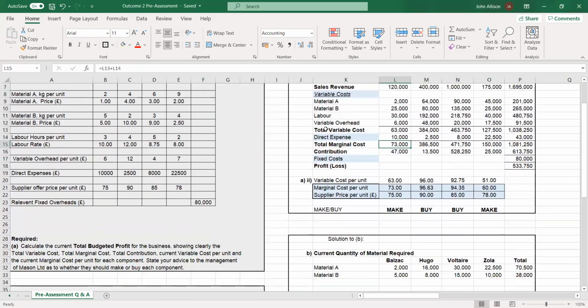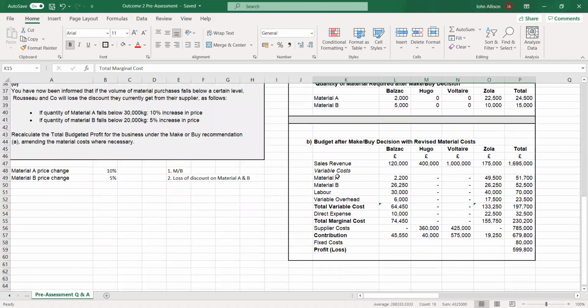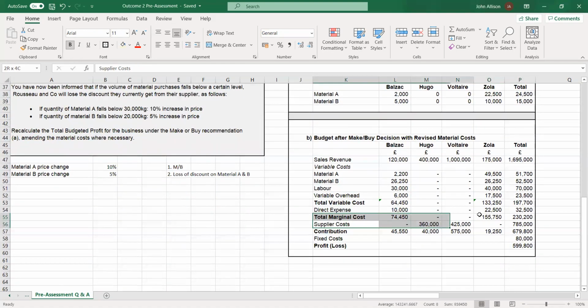But the one difference here is that when it gets to total variable costs and direct expenses and total marginal costs, we have a new cost in here, which will be the supplier costs. So we'll have to add on the supplier costs as well, which will just come instead of the marginal cost. Total marginal cost is going to be 0 for the ones we've purchased in. So maybe we'll look at Hugo and Voltaire, how we calculate them, since they're in some ways the easiest to calculate.